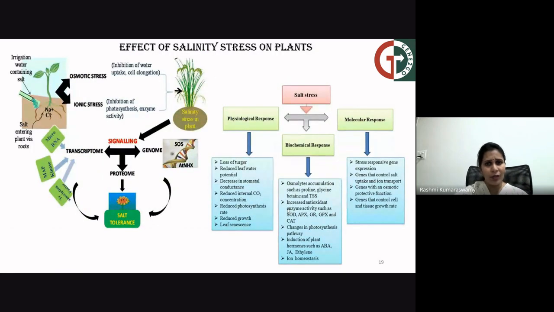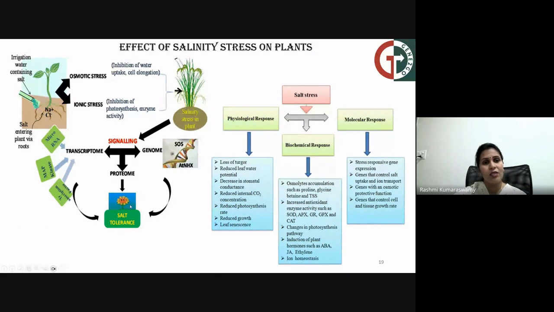So coming to the salinity stress condition, salinity stress will be created when the plant is exposed to a higher salt condition. This condition will create two stresses. One is osmotic stress and the other is ionic stress. And what is the difference between this osmotic stress and ionic stress? Osmotic stress is the stress where the cell experiences a reduction in water content, particularly by inhibiting the water uptake, and cell elongation will be reduced.